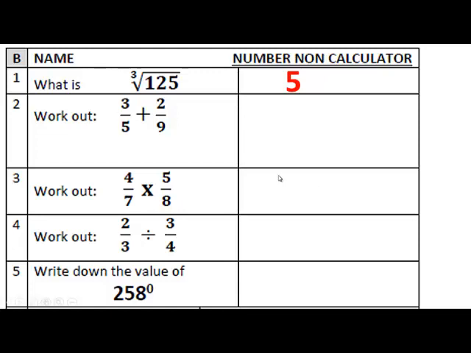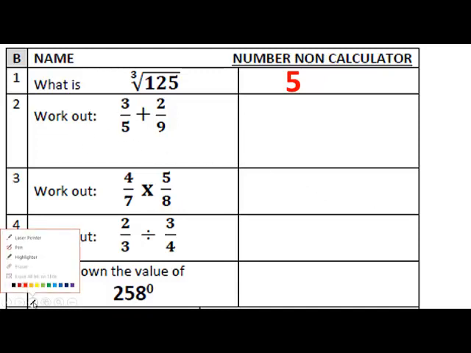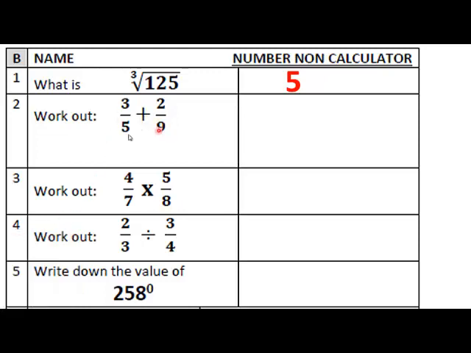If you look at this fraction here, the two numbers at the bottom, they're different. So what we're going to do is try to make them the same. We're going to times the first fraction by 9, and we're going to times the second fraction, top and bottom, by 5. So 3 times 9 is 27, 5 times 9 is 45. 2 times 5 is 10, and 9 times 5 is 45. So that's what it's going to look like. Now that the bottom numbers are the same, I can add them easily. 27 plus 10 is 37 over 45, and there's my result.